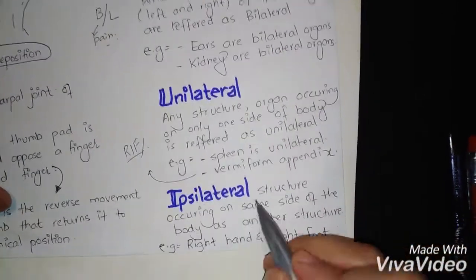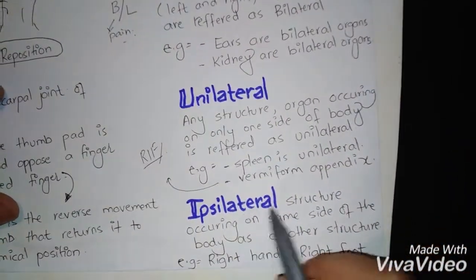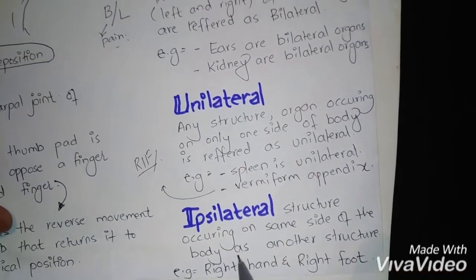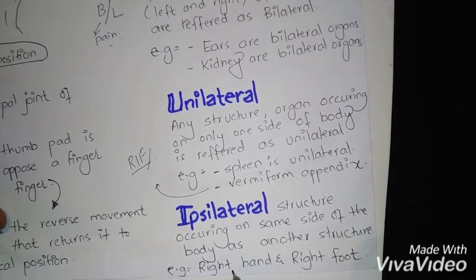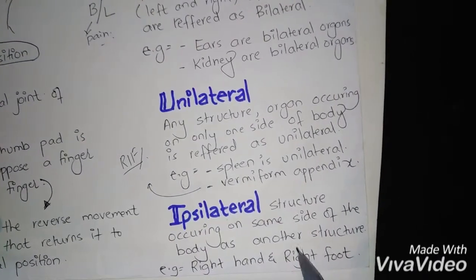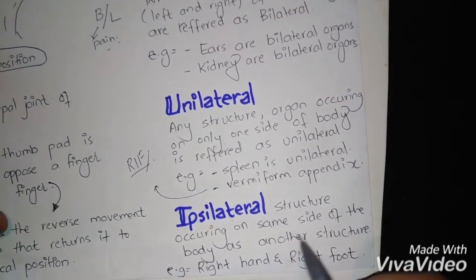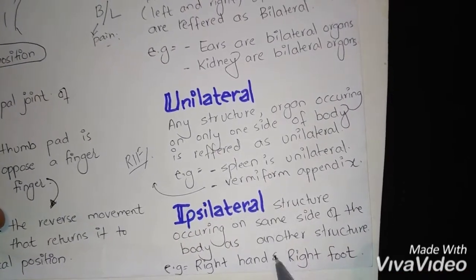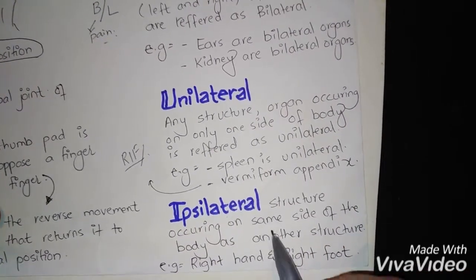If we talk about ipsilateral, ipsilateral is a structure occurring on the same side of the body as another structure. For example, the right hand is ipsilateral to the right foot, but the structures are different. So ipsilateral is the sidedness of the structures.